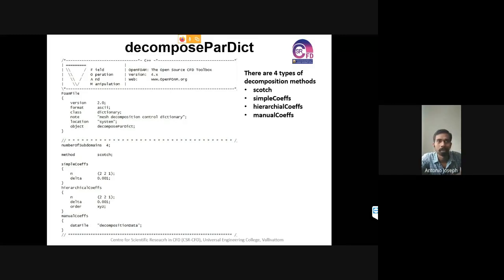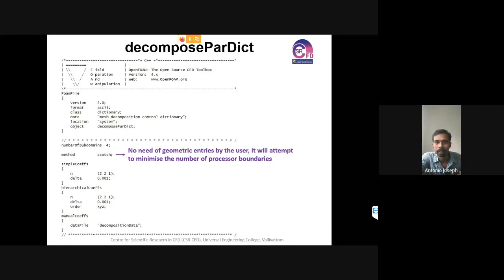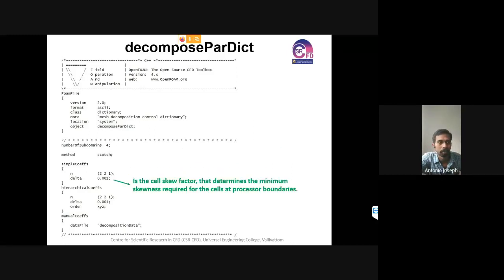Now we are moving on to the decompose par dictionary. I also described this briefly in the morning session, so I will just rush through it. We have four methods: scotch, simple, hierarchical, and manual. So we can provide different mechanisms for decomposing the geometry for running in parallel. I explained all those things in the morning, so I'm just moving on.